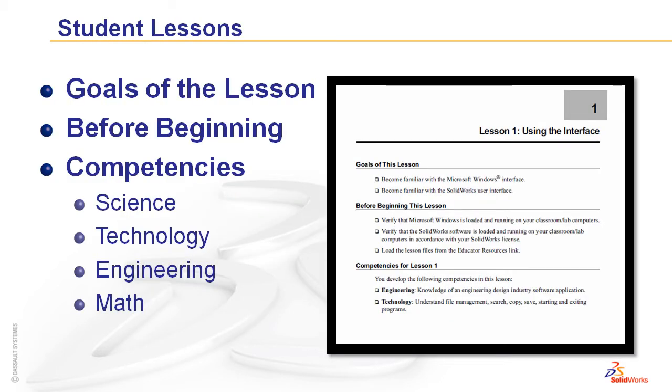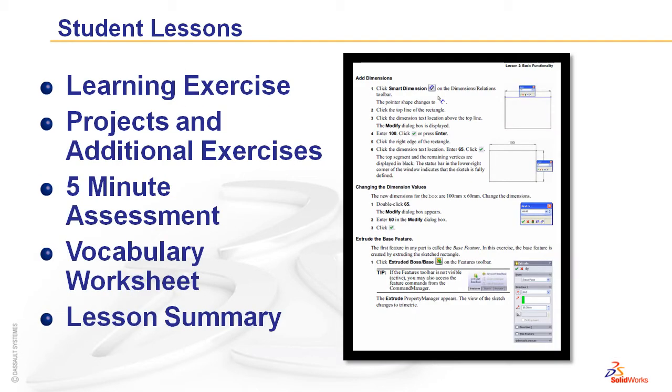Every lesson begins with an outline of goals for the lesson and what steps should be taken before beginning. The guide also outlines how each lesson contributes to core competencies in science, technology, engineering, and mathematics. The main portion of each lesson comprises a student learning exercise as well as additional projects and exercises if required. Students are also given a brief 5-minute quiz as well as a vocabulary worksheet to test their knowledge of the lesson. Each lesson ends with a final lesson summary.